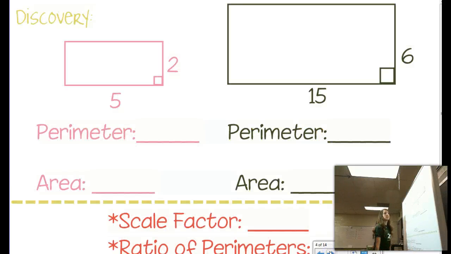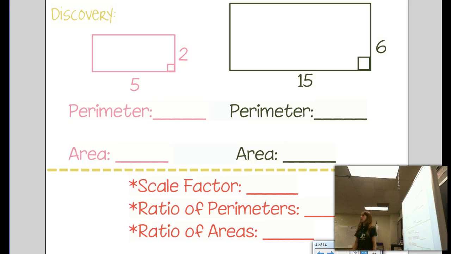Perimeter and area ratios. Let's start by just figuring out what the connection is between these. Nasia, come write the perimeter. Alea, come write the area. Kaylee, write the perimeter. Austin, come write the area.